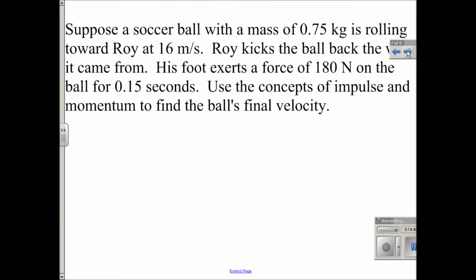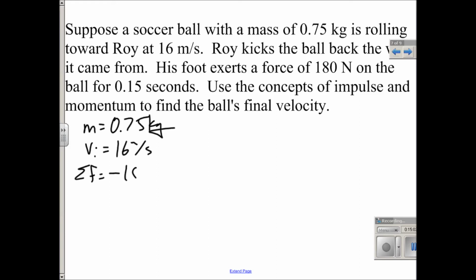So suppose a soccer ball with a mass of blah, blah, blah, blah. It's the same problem, all right? So let's write down what we know. And again, I would make a drawing. I'm going to skip the drawing in the interest of time because we already made it. But so when we made that drawing, here's what we figured out. We figured out that the mass of the ball was 0.75 kilograms. We figured out that the initial velocity was 16 meters a second. And that the force acting on the ball was negative 180 newtons.